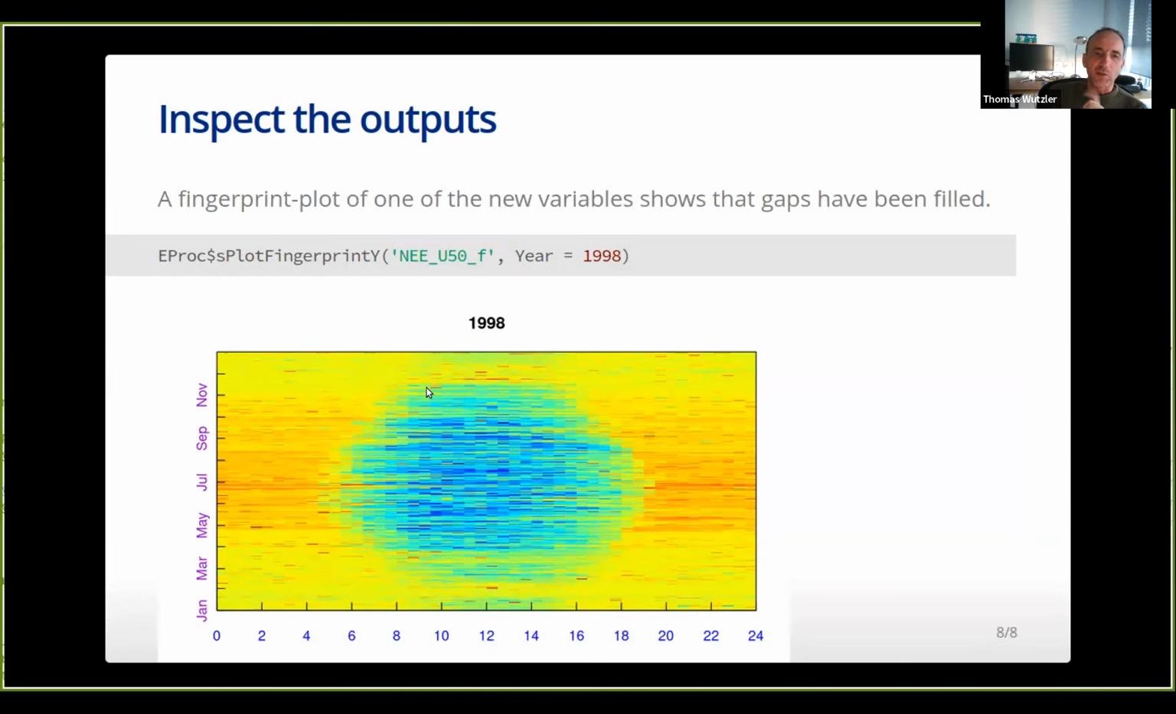And there's also a fingerprint plot available. So on the x-axis, we have the time of the day. So in the midnight, in the morning, and in the evening, and here we have the time of the year, starting January to December. And usually you have the most negative fluxes during noon, so the most uptake of carbon dioxide in summer. This is a nice way to compare different sites or different periods of the same site, because it's a visual impression of the entire flux of the entire view.